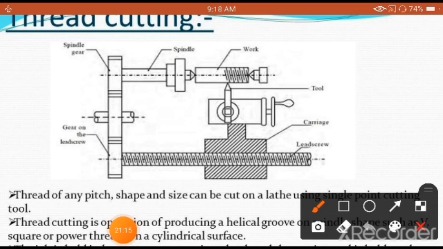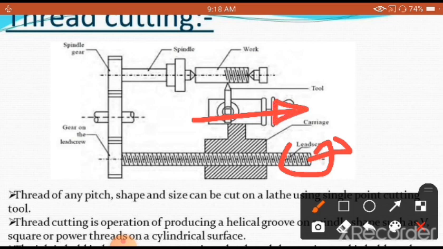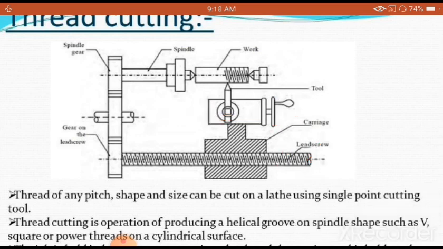So when I rotate this lead screw, simple understanding: because the lead screw is in connection with the carriage, the carriage will start moving either to the right side or to the left side due to the rotation of the lead screw. In other words, the carriage acts like a nut and the lead screw acts like a regular screw. That is the main concept here.